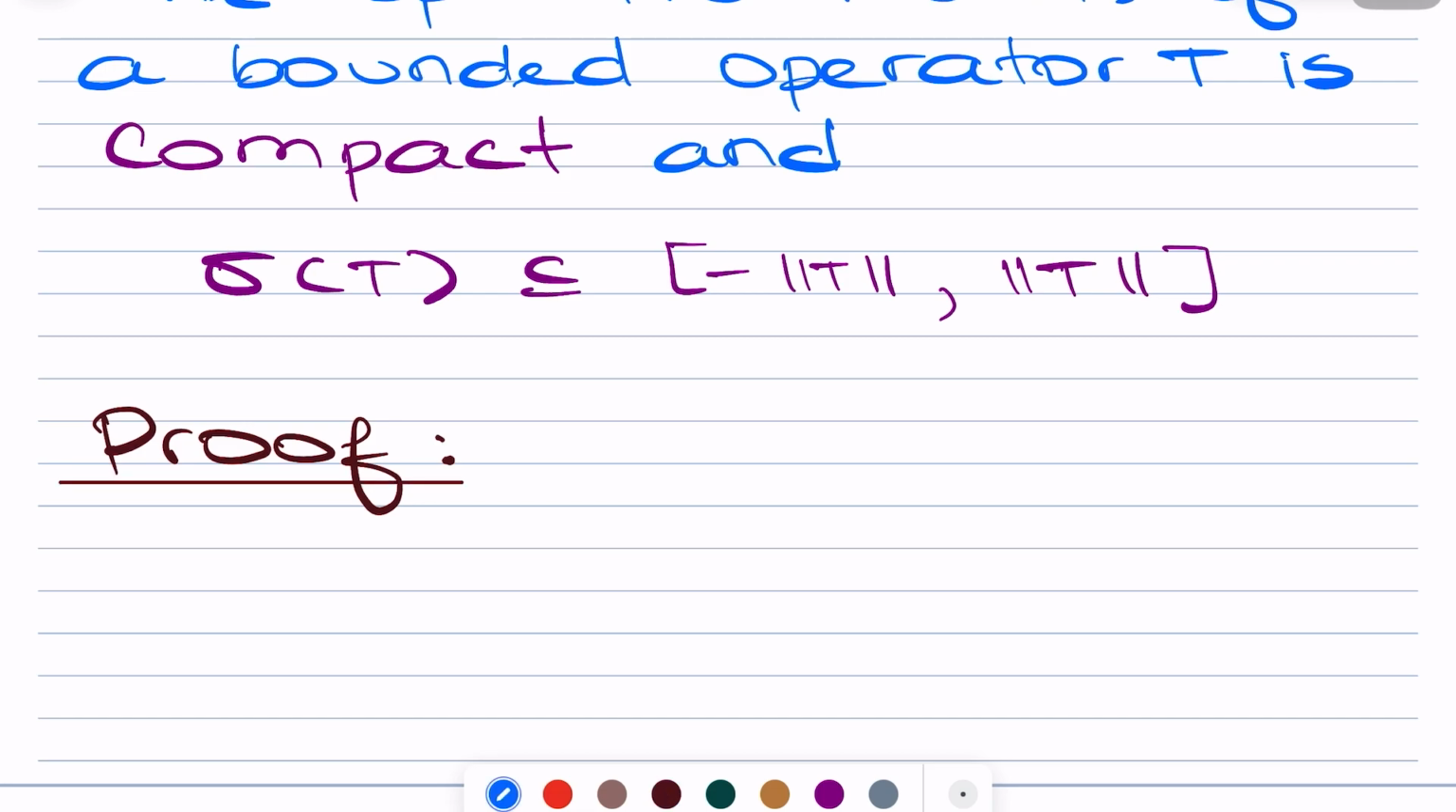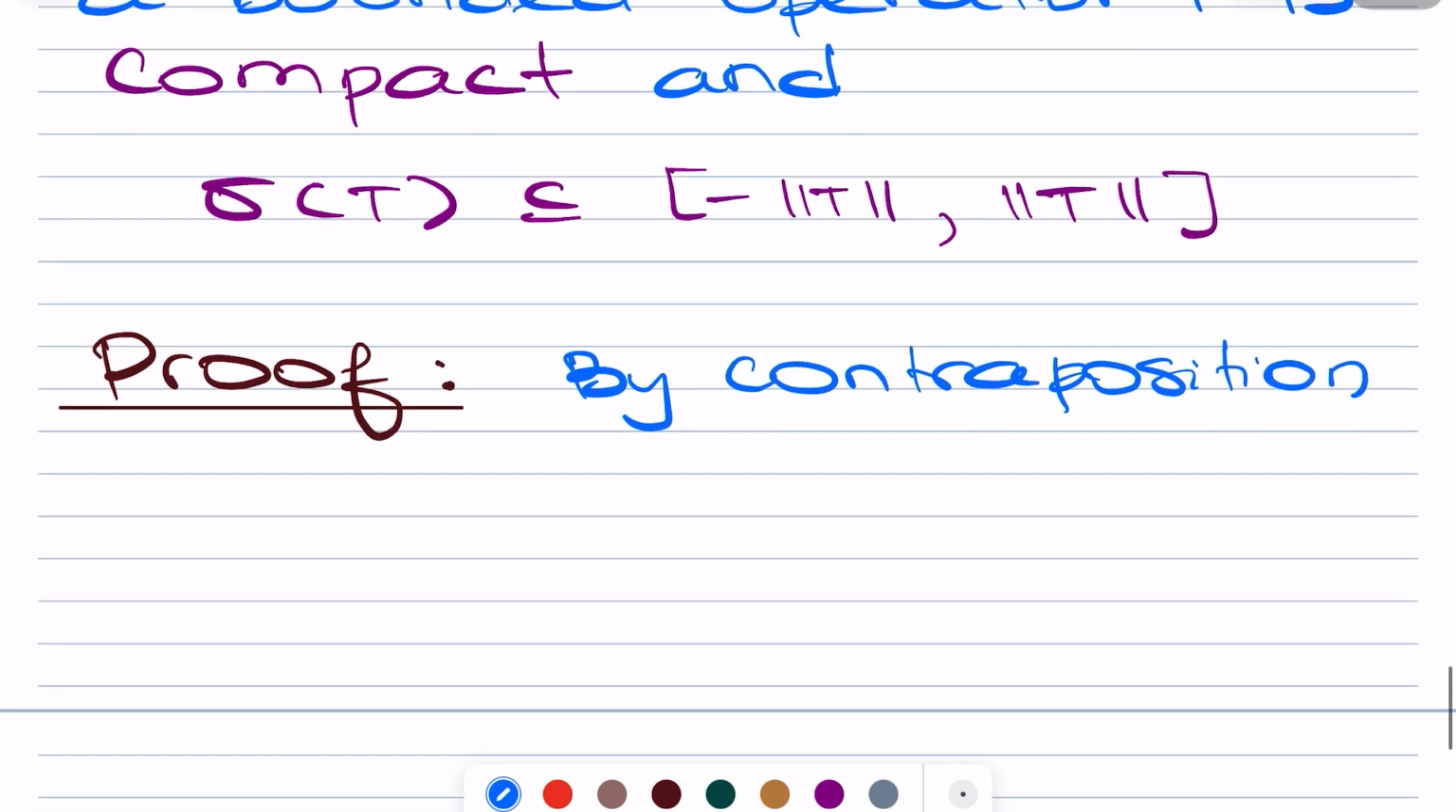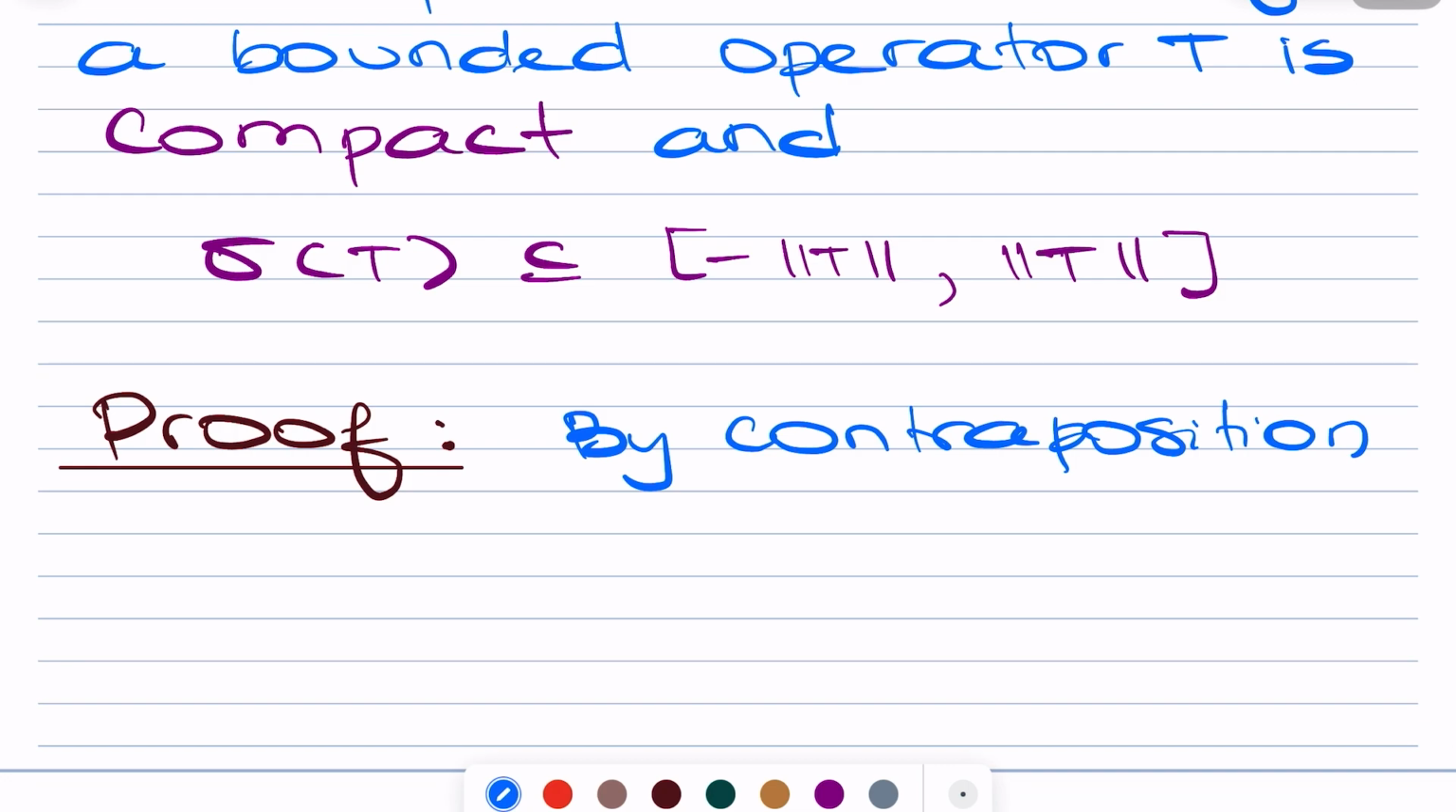So we proceed by contraposition. In fact, our goal is to show that the spectrum of T is contained in this interval. Why are we starting by showing this inclusion before showing that the spectrum is compact? For the simple reason that if the spectrum of T is contained in this interval, that implies it is bounded. We also use the fact that it is closed, as the complement of the resolvent set, which is open. So we have a closed and bounded set in R or in C, and therefore compactness follows immediately.